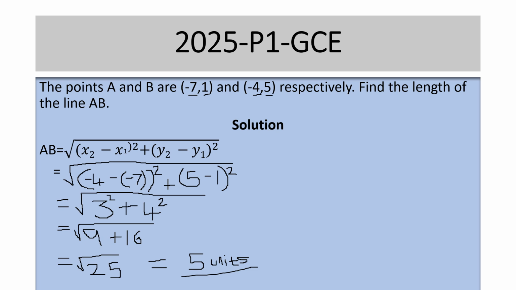This is how we solve for the length of a straight line between 2 points. So this question here, I got it from 2025 paper 1 GCE.